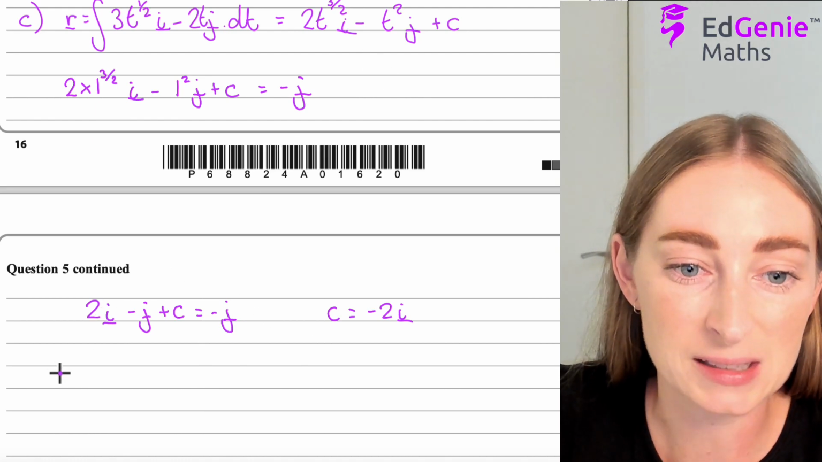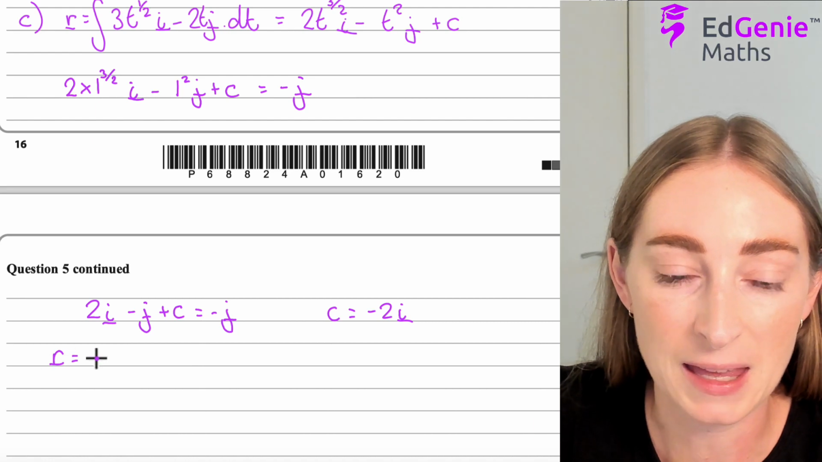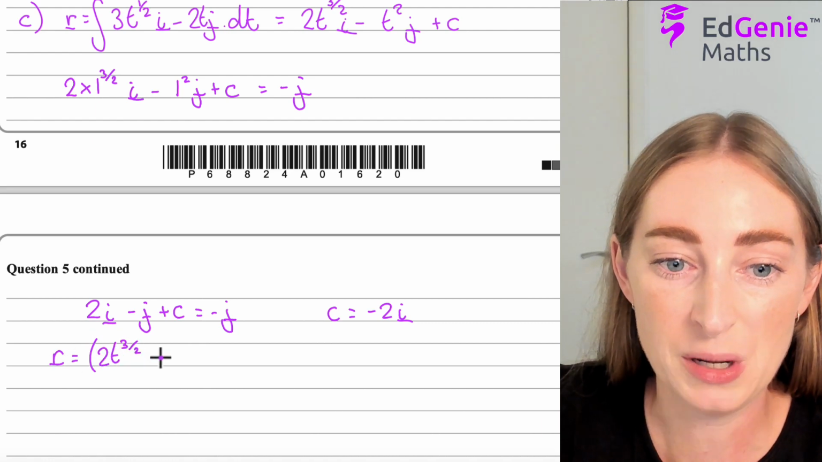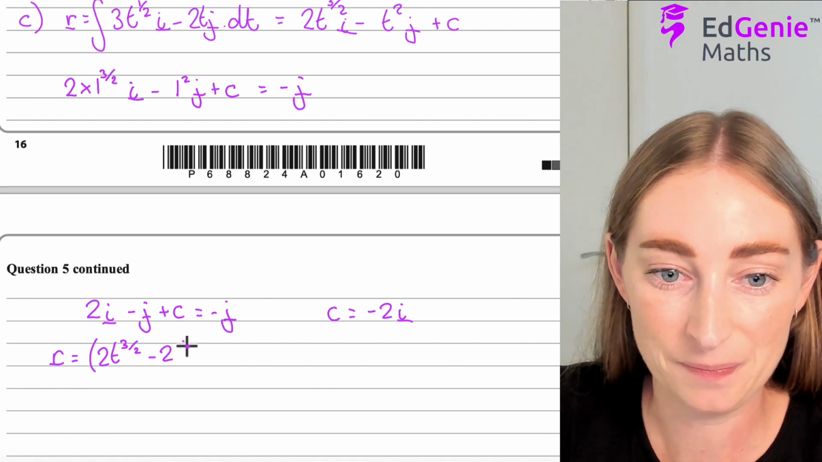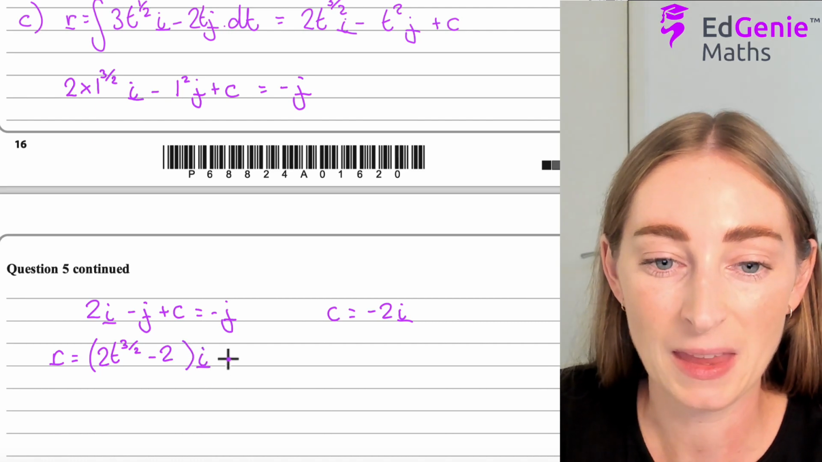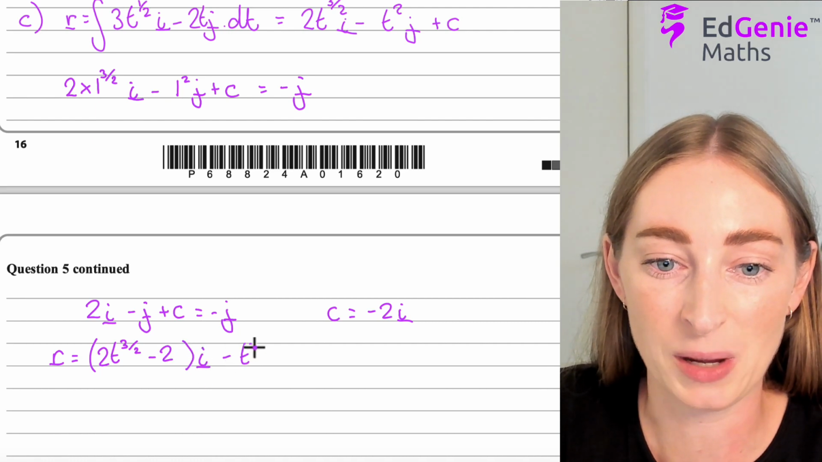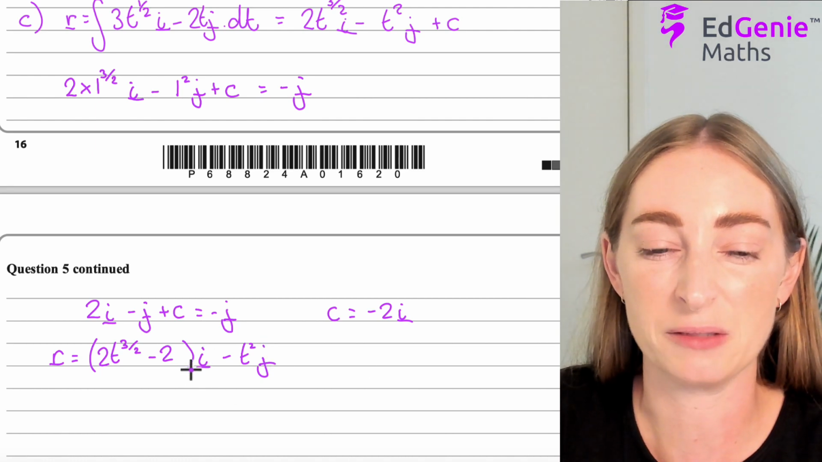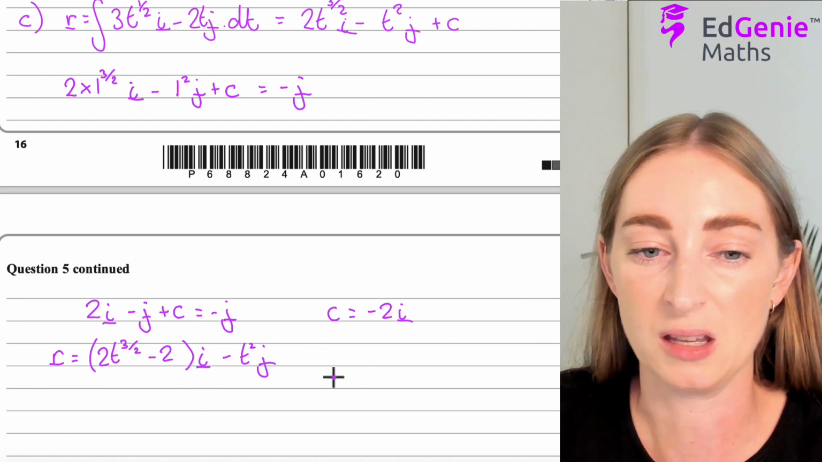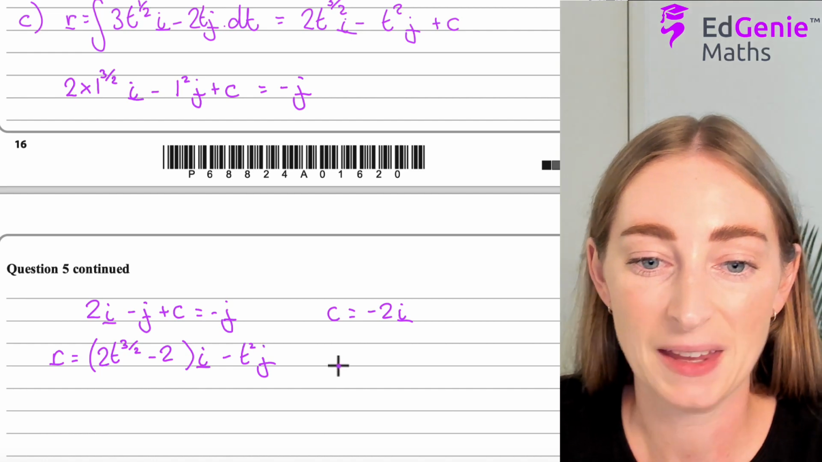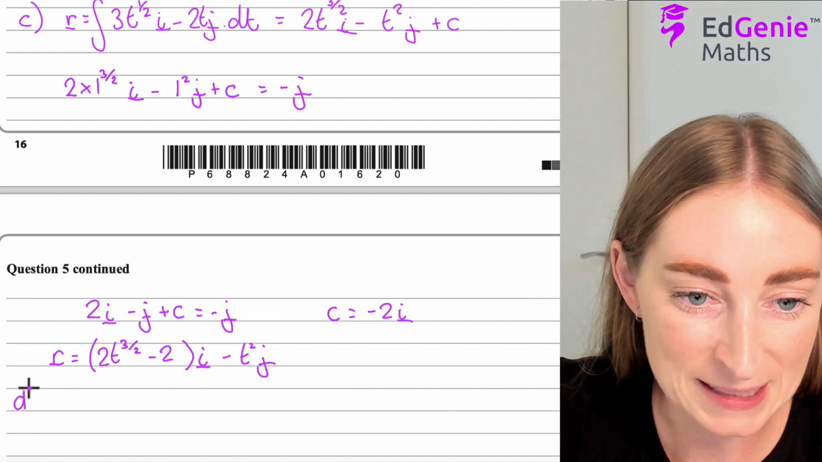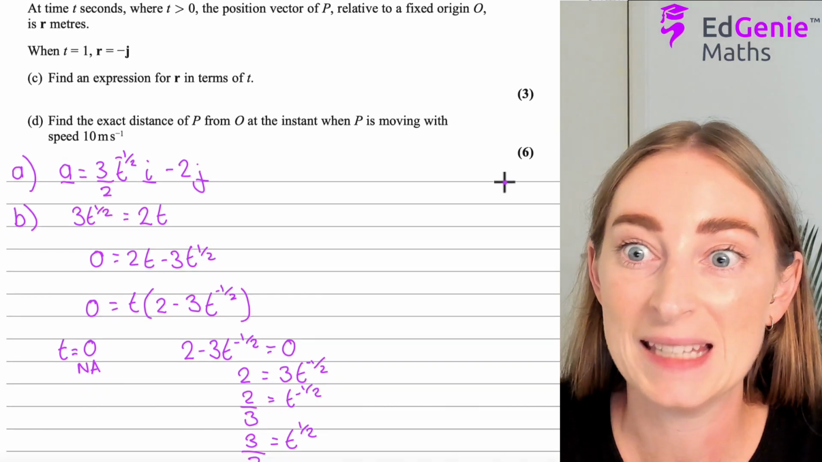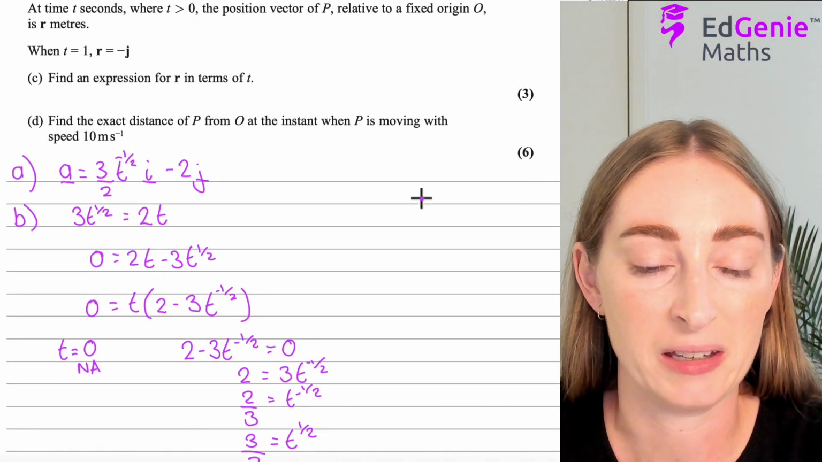So our final answer for r is going to be 2t to the power of 3 over 2 minus 2 in the i direction and minus t squared in the j direction. You can write that differently if you want. You could do a separate i, but we can leave it like that. And part D, let's have a look. 6 marks, so it's going to be quite a bit of working here.